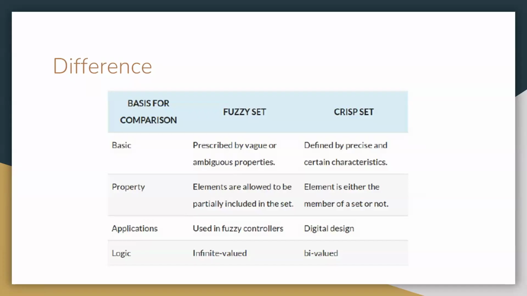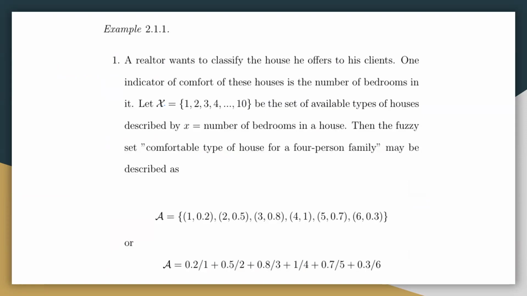Fuzzy set is used in a wide variety of applications, like the assignment I gave you: image processing, machine learning, medical imaging, so many things. Also in fuzzy controllers and autonomous vehicles, there are many applications of a fuzzy set. And of course, a crisp set is bi-valued, and a fuzzy set is infinite valued.